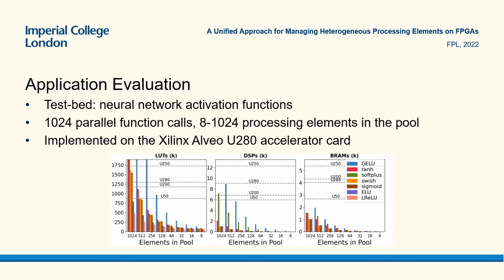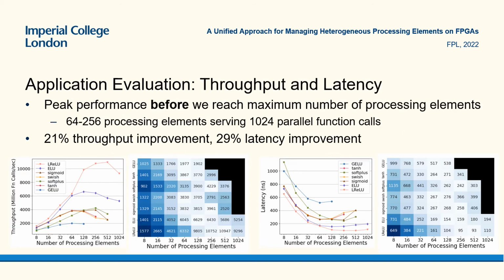Without modifying the actual design, you can easily add or remove processing elements to get the design to fit into the resource and performance budget of your target FPGA. So adding or removing processing elements naturally affects performance. But we demonstrate that the peak performance, the maximum throughput or the minimum latency, occurs before we reach the maximum number of available processing elements.